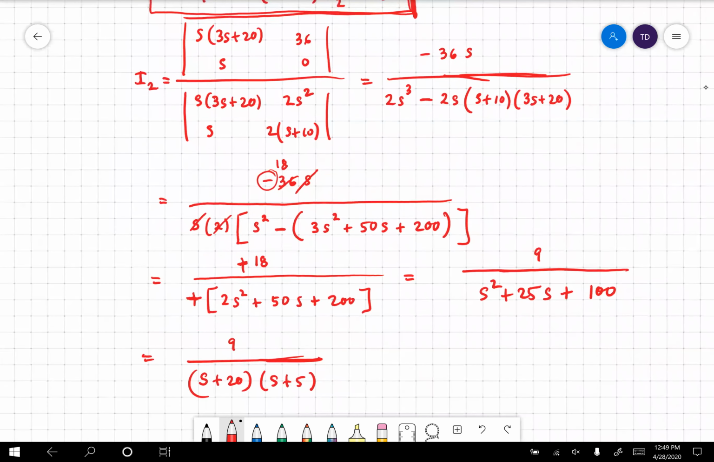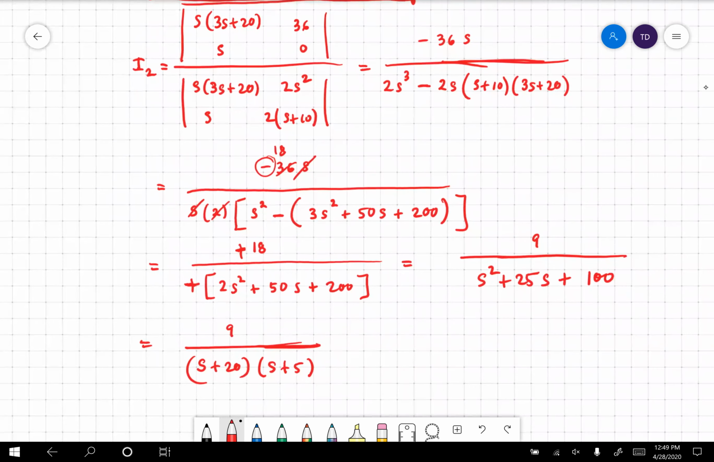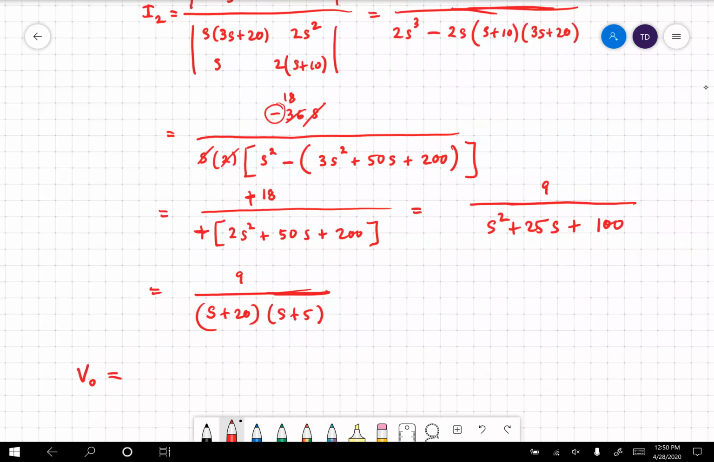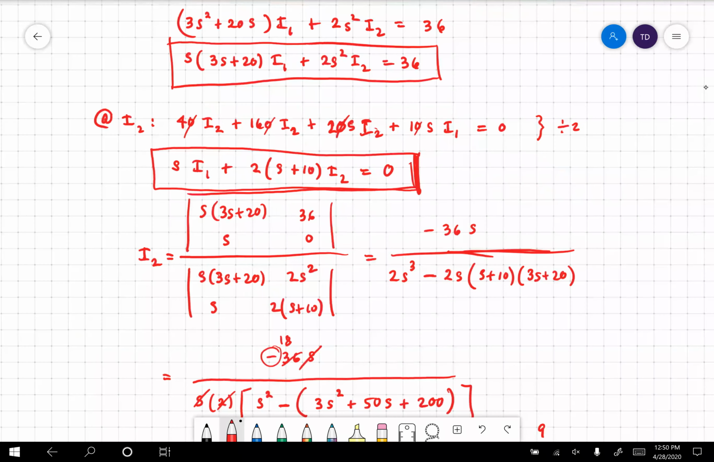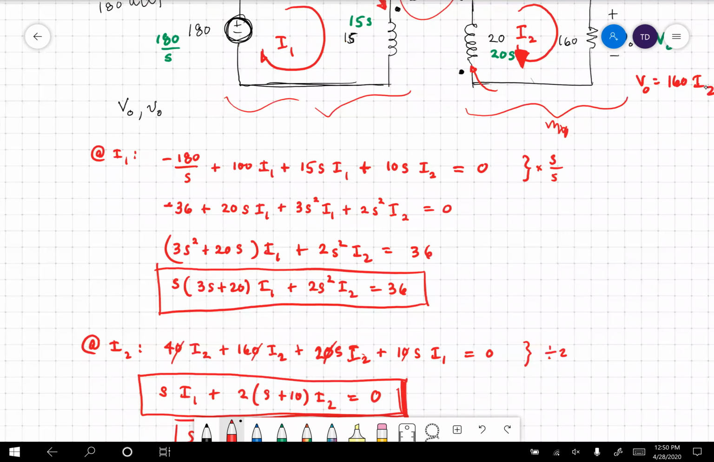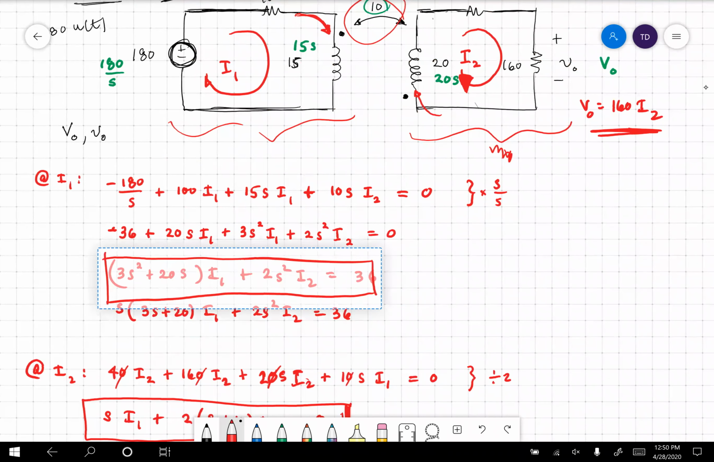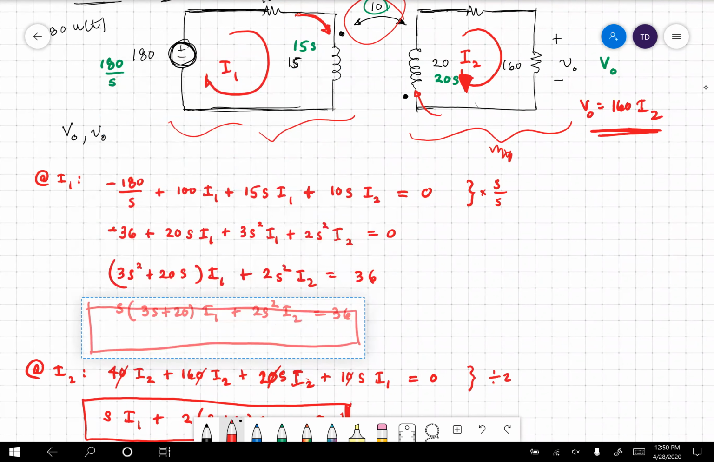Okay, so that's I2. Remember, V0 is equal to, we said, 160 times I2. So let's go ahead and get that.